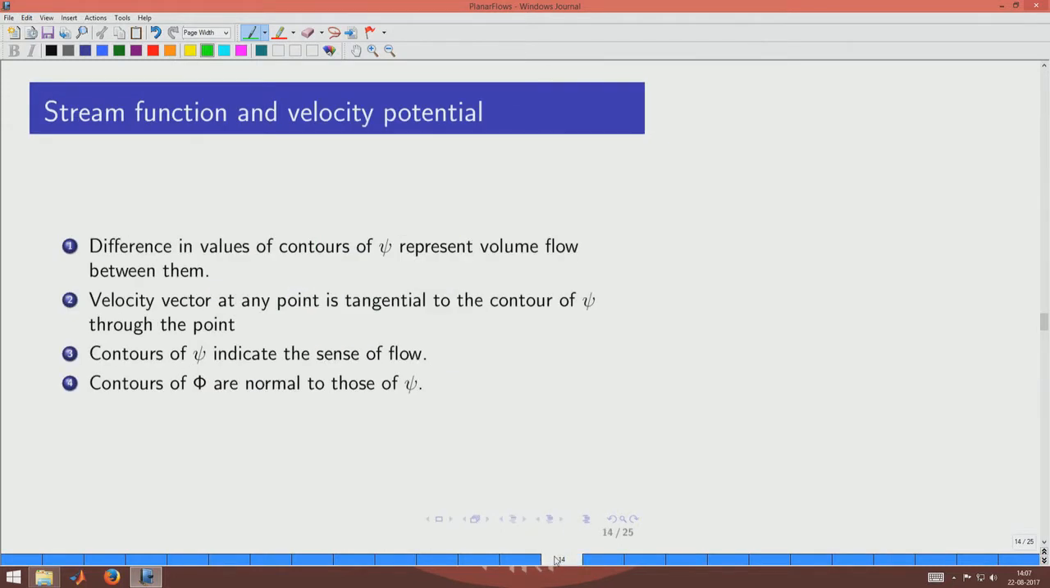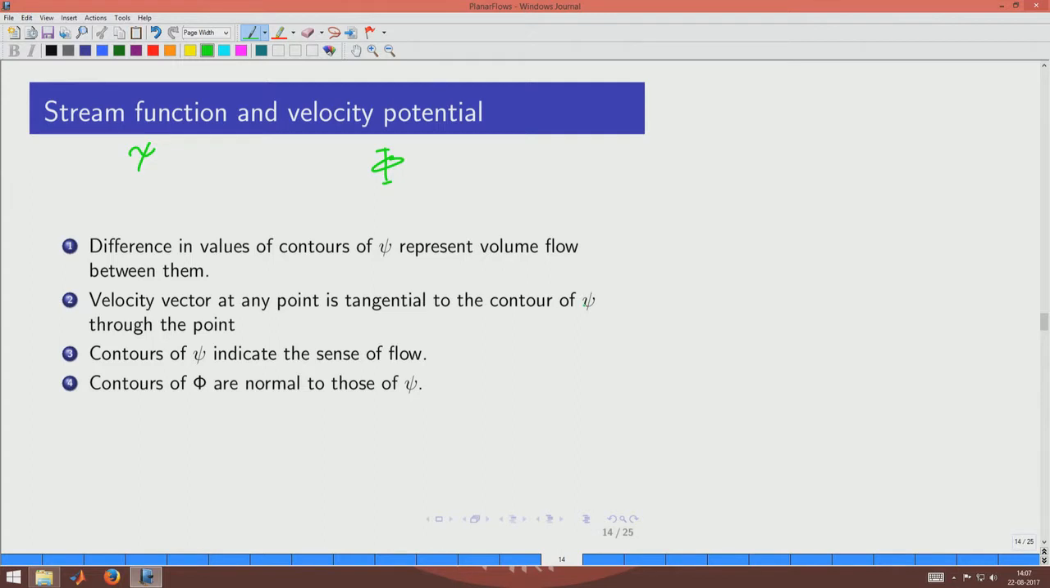So, what is the relationship between these two things that we have just now introduced? We have introduced psi, which is the stream function. We have also introduced velocity potential phi. So, how are these two related? We know that psi has a meaning: the difference in the values of the contours of psi represents the volume flow between those two locations, and the velocity vector at any point is tangential to the contour of psi through that point.